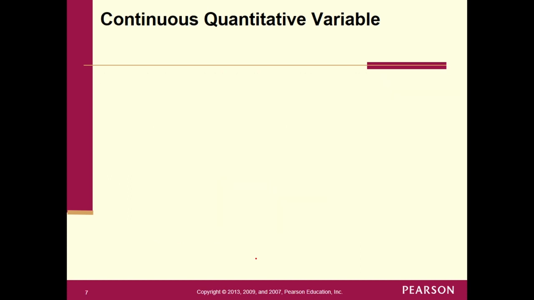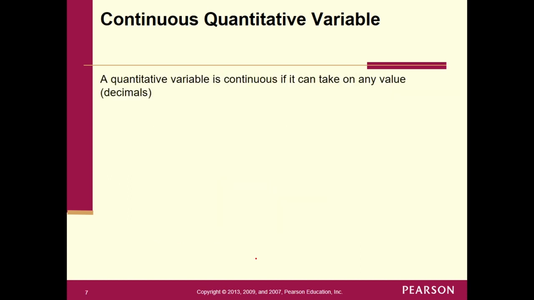Now, the continuous variables. A quantitative variable is continuous if it can take on any value. And that means you're bringing in all the decimals. So examples: you got height.